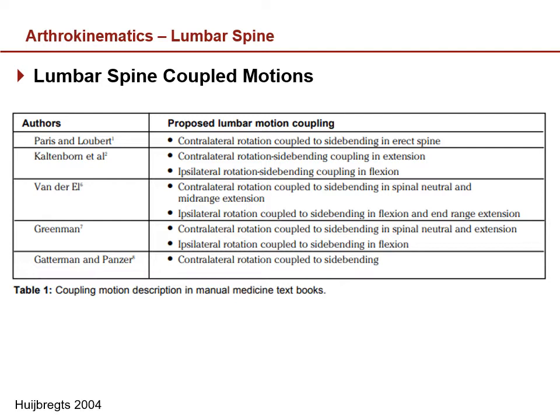Greenman, the contralateral rotation coupled to side bending in spinal neutral and extension. So this is consistent with Kaltenborn. It's inconsistent with Fryette, once again, because Fryette said he would have expected in extension that the coupled motions would have been ipsilateral. And then ipsilateral rotation coupled with side bending and flexion. This is consistent with Kaltenborn and Van der Rohe.